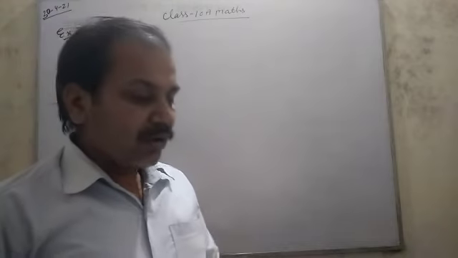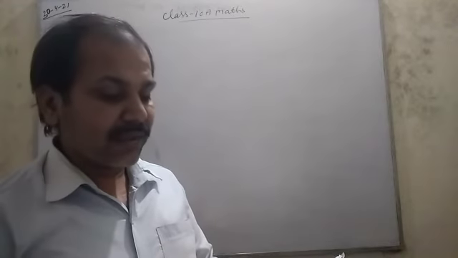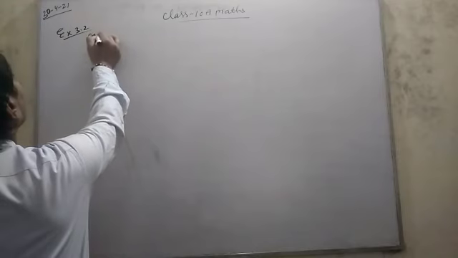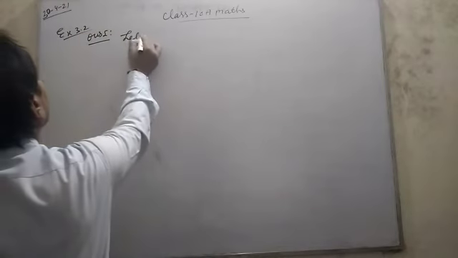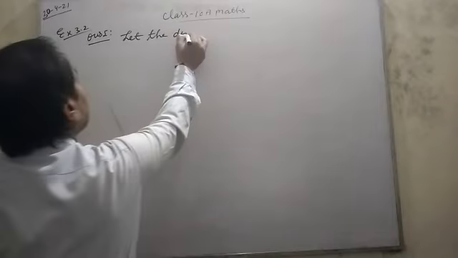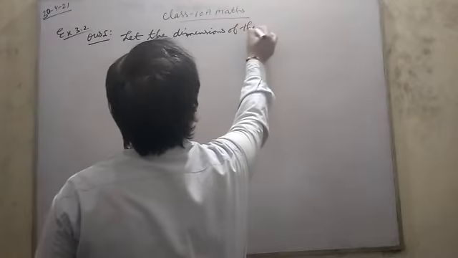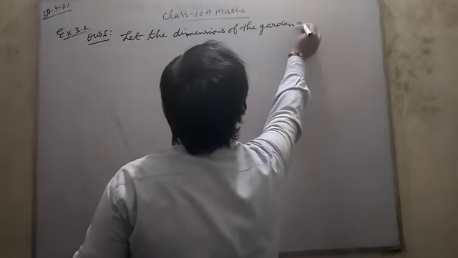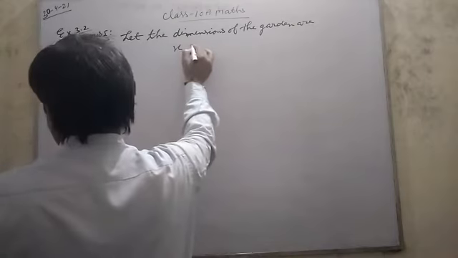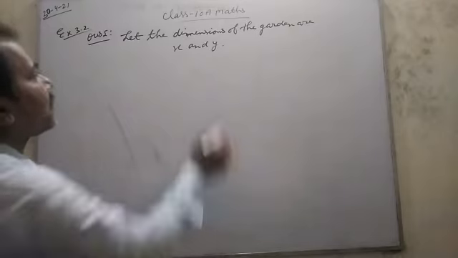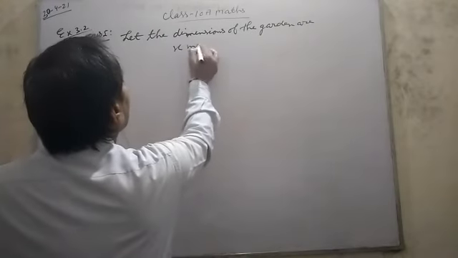So question number 5: half the perimeter of a rectangular garden, whose length is 4 meter more than its width, is 36 meter. Find the dimensions of the garden. So suppose, let the dimensions of the garden are x and y. Dimensions of the garden are x meter and y meter.